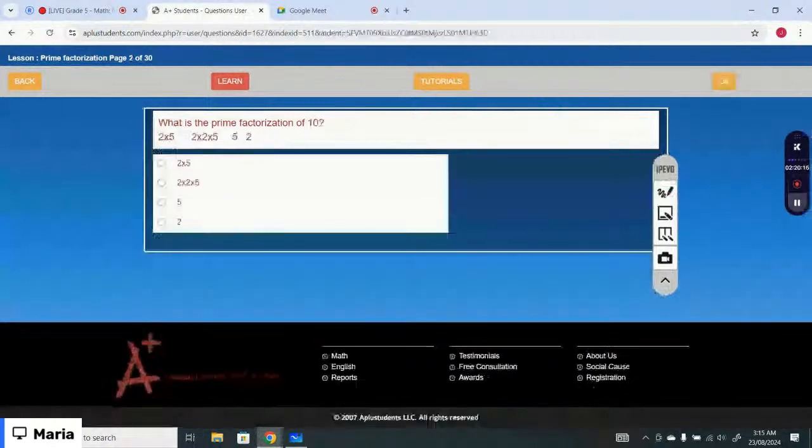What are the prime factors of 10? So which is the correct option?